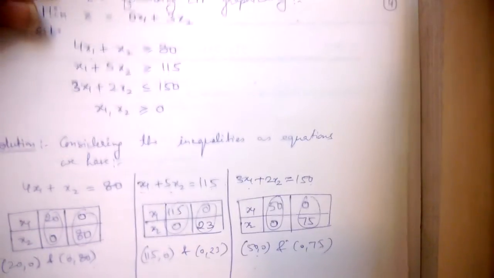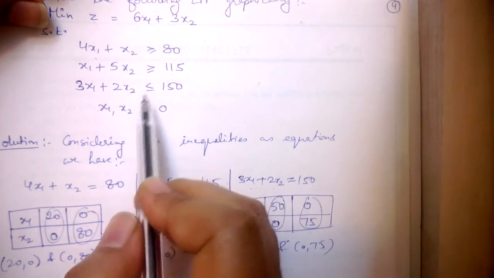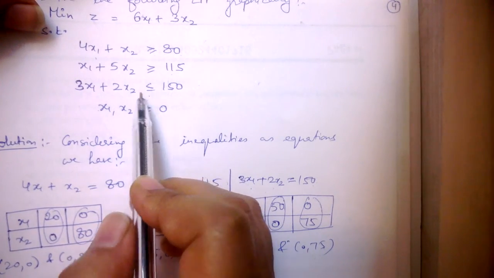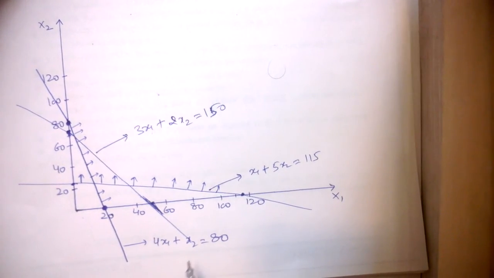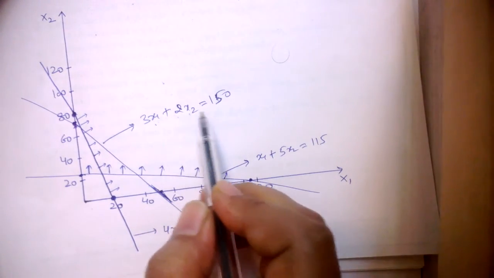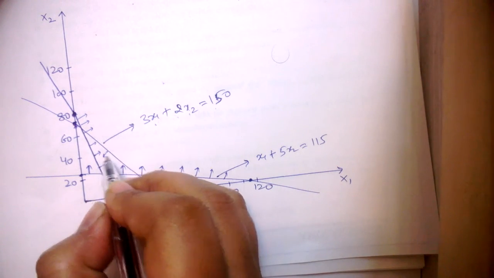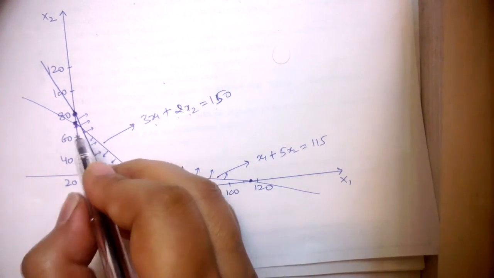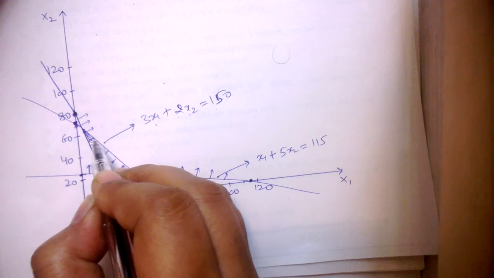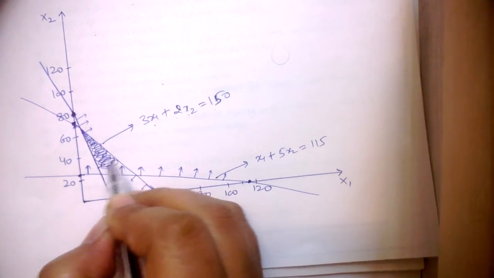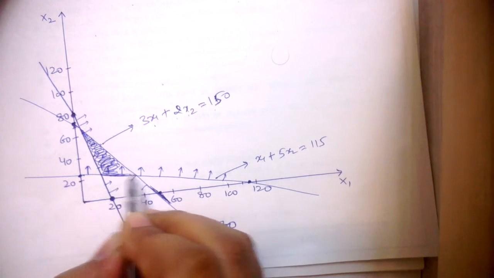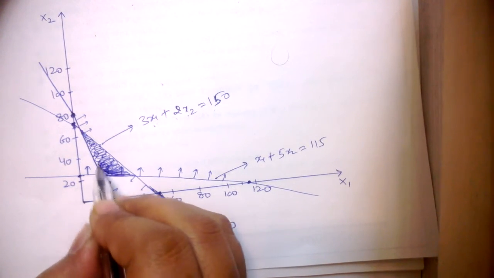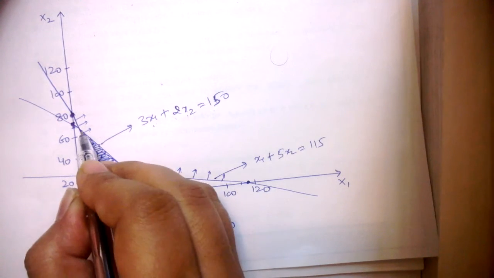And this is the third equation, and the corresponding inequality is less than type. So for this line, the area will be towards the origin, that is below the line. This is the third line, 3x1 plus 2x2 equal to 150. So for this, the area is below the line. Now all the arrows are pointing to which common area? This triangle. So this is the common area. All the arrows are pointing towards this area.